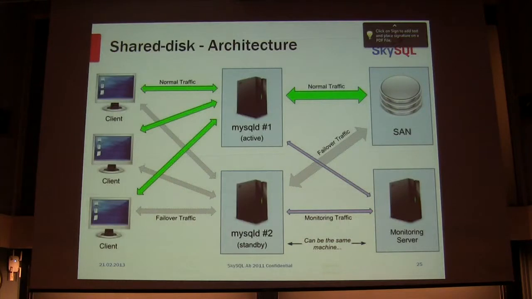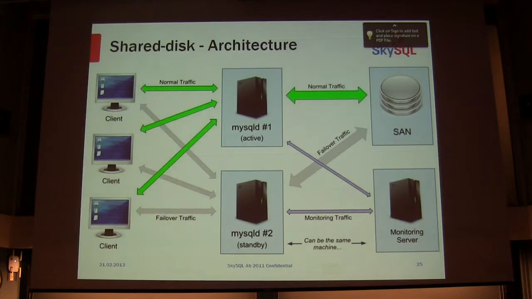Then for high availability, you can also use disk-based solutions. Has anyone used that? So if you have a SAN or something like that, you can set this up as your HA solution. It works fine with InnoDB because InnoDB is crash safe. The main problem with any of these disk-based solutions is that it's an active-passive solution, which means that if your active server goes down, you have to wait until your passive server comes up.